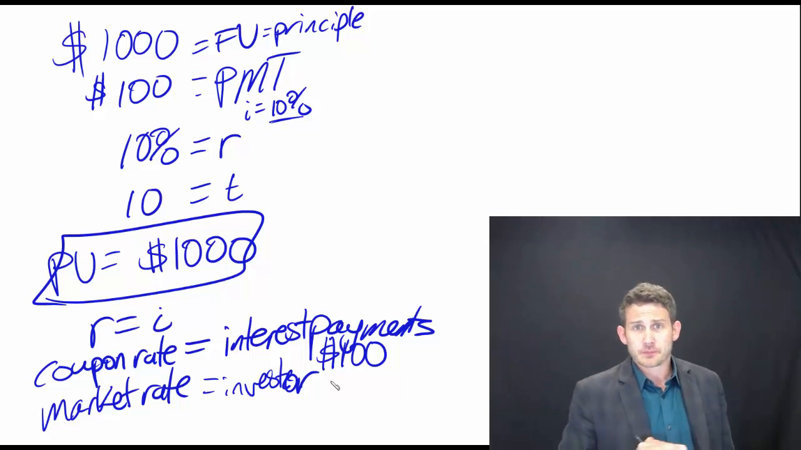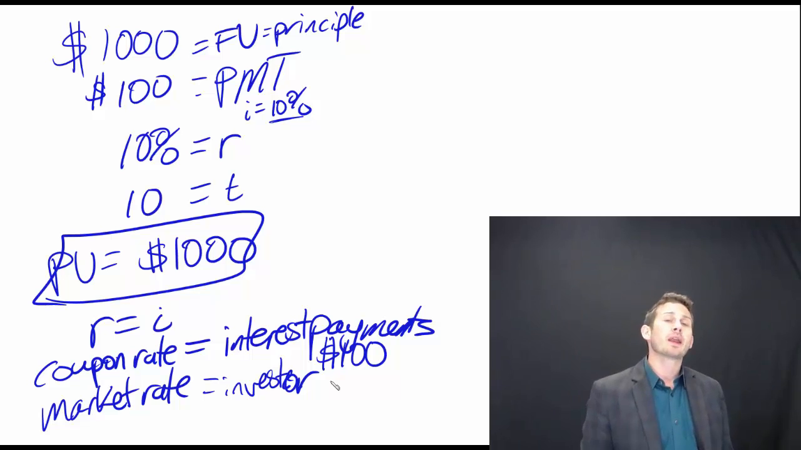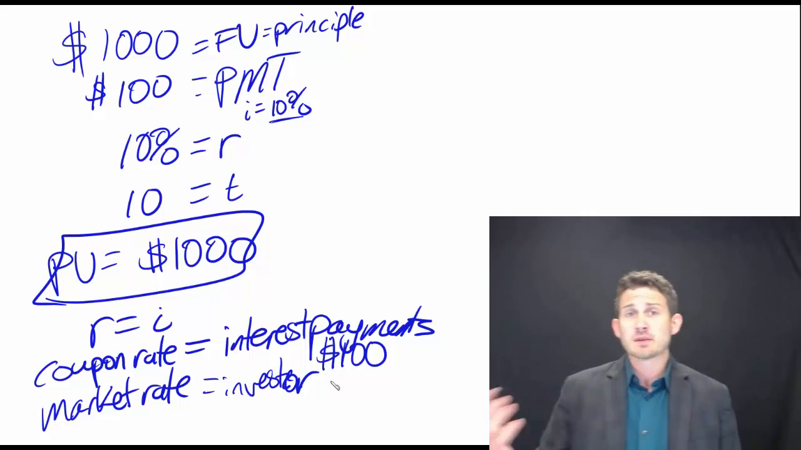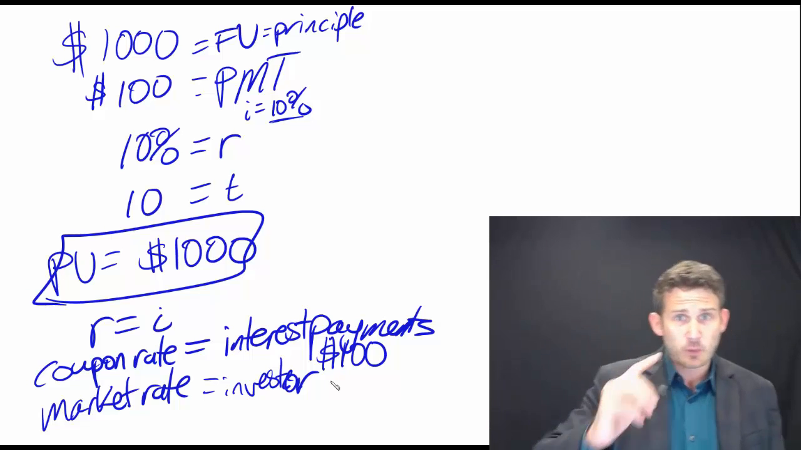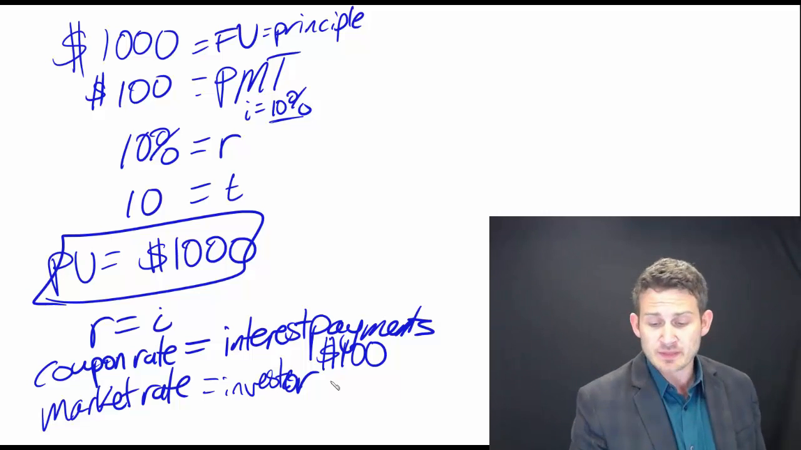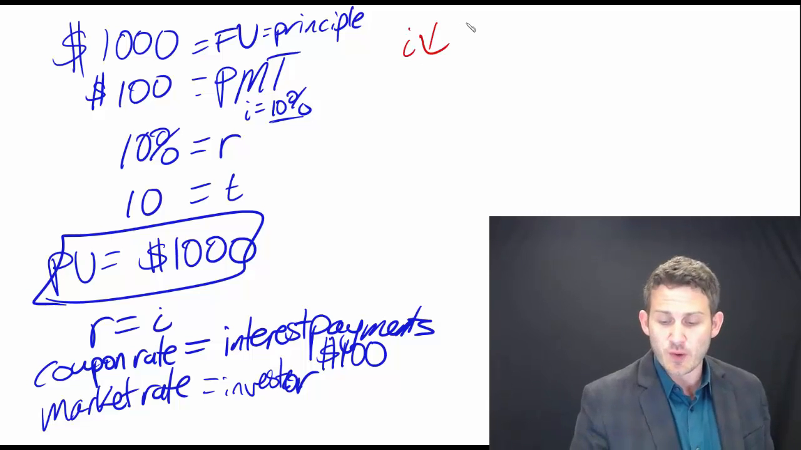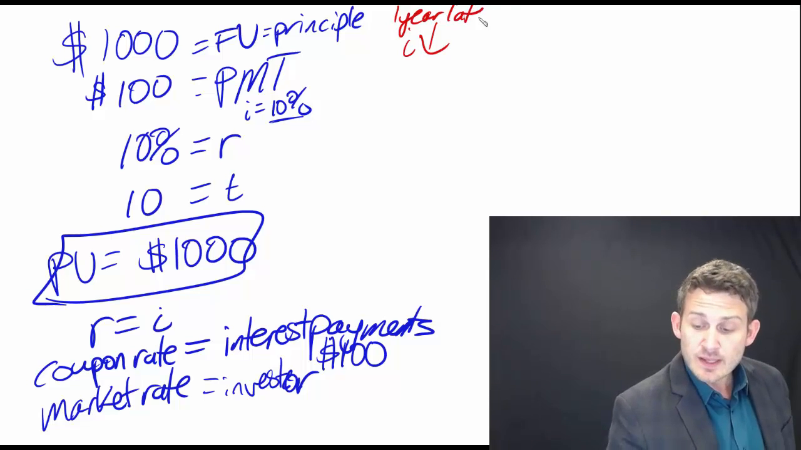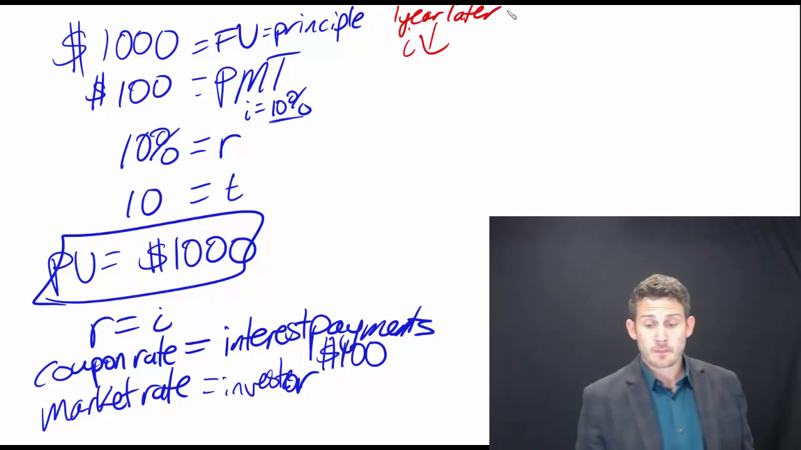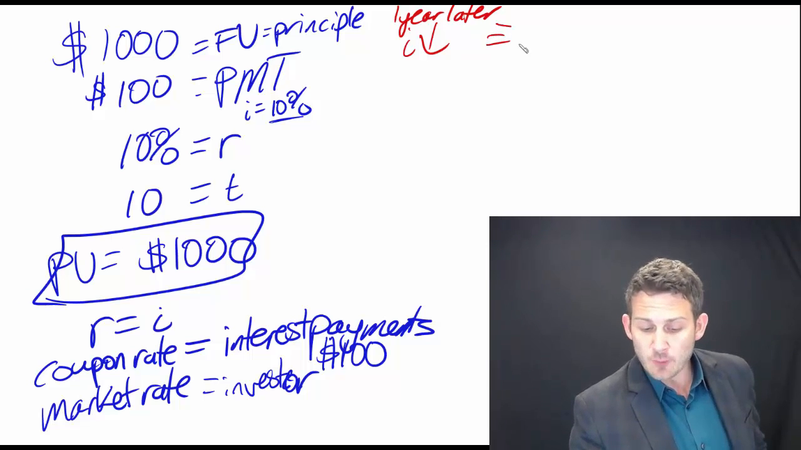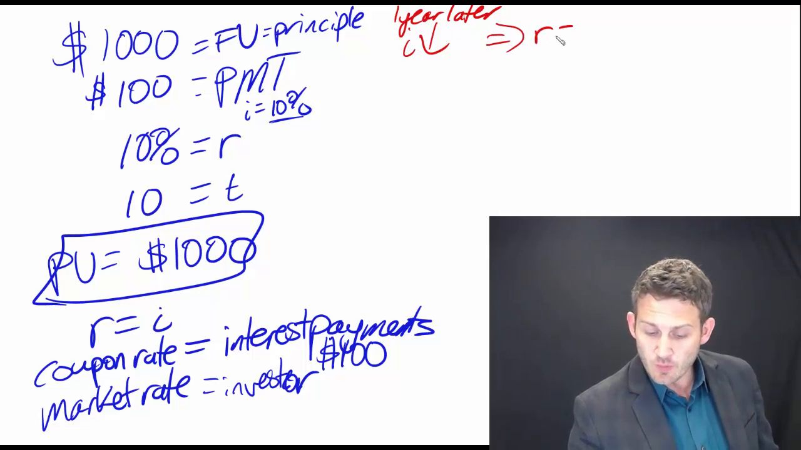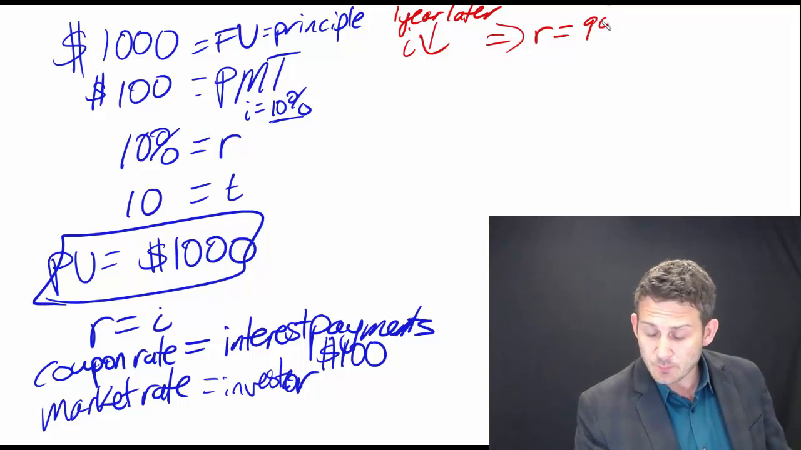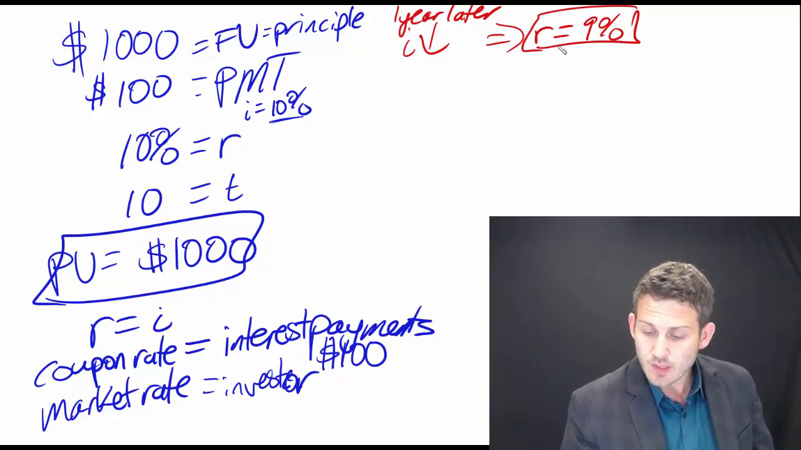Now the challenge comes when market interest rates change. Let's say that the Federal Reserve starts expanding the money supply. If you're not familiar, if we start expanding the money supply, that means that interest rates are going to fall. I issue this bond, and 1 year later, interest rates start to fall. Let's say the comparable rate, R, which is the market rate, becomes 9%.